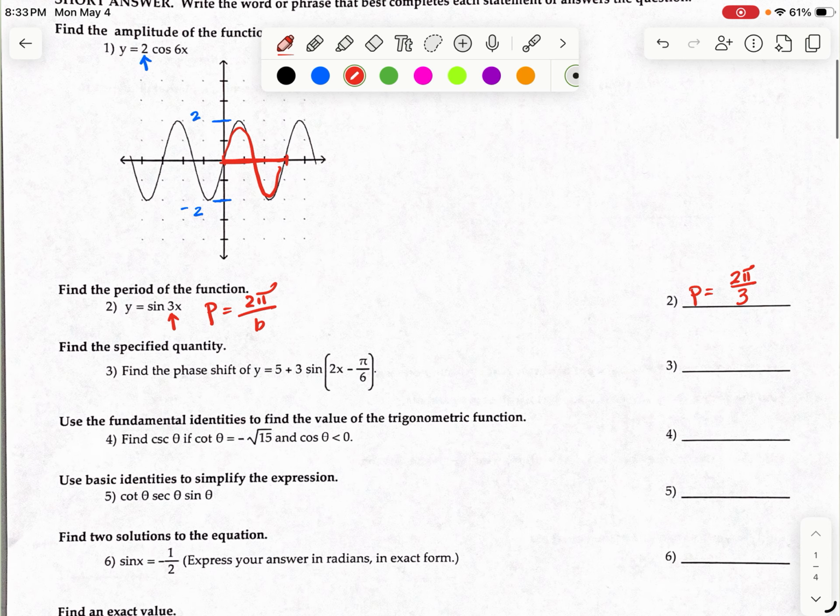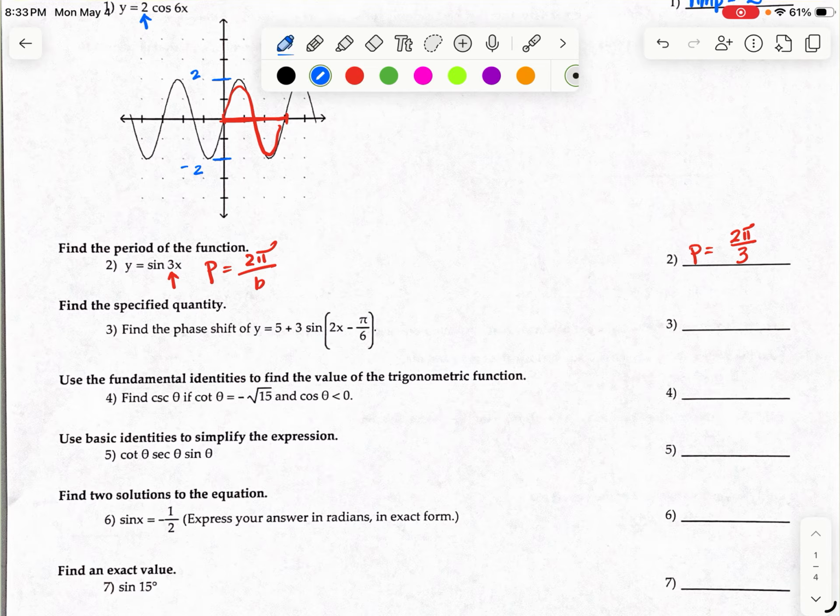Number 3 asks for the phase shift. No, I'm going to be honest with you. I don't know what it's going to ask for right here. My software is finicky. So I'm just going to label everything so that you remember, and then I'm going to put the phase shift in the answer.